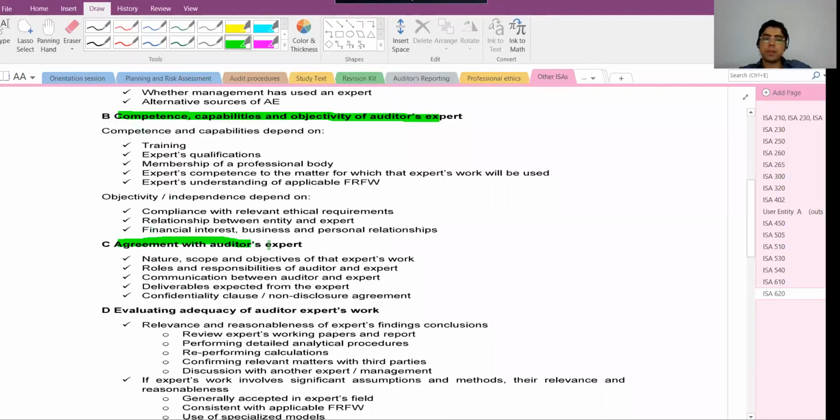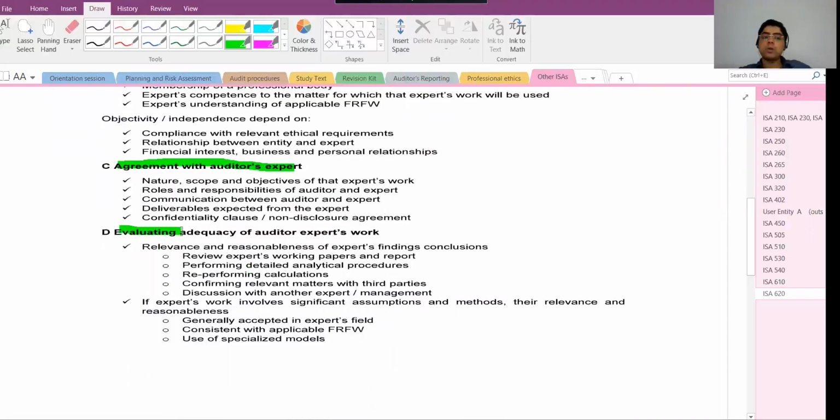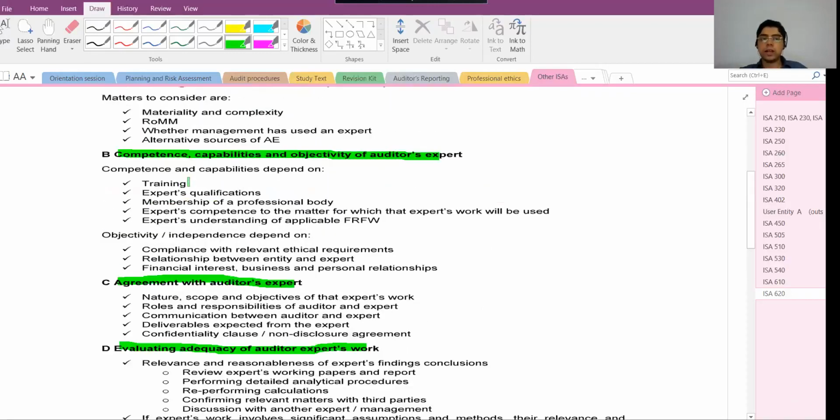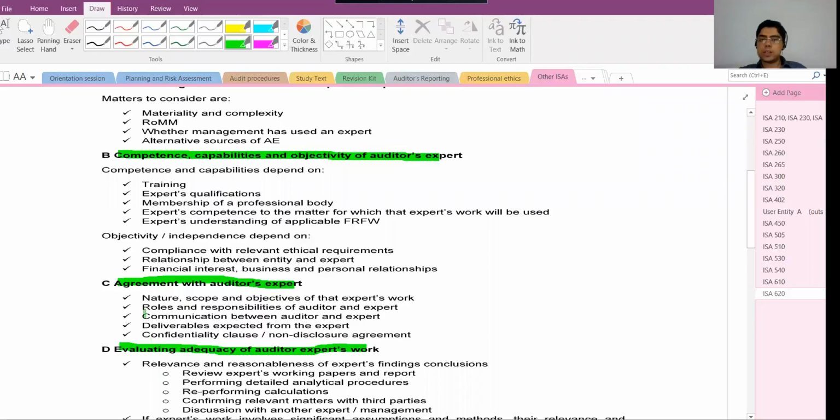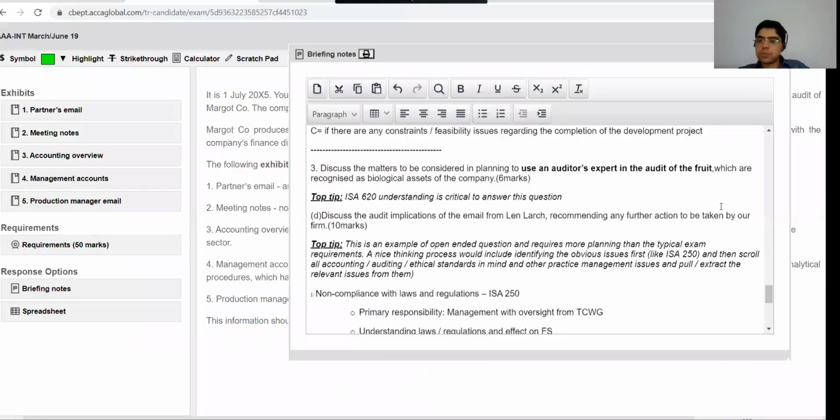Then you have to talk about the agreement with the auditor's expert and how you're going to evaluate the adequacy of the expert's work. These are the key areas that you need to talk about when answering this question. If you've memorized these principles, you would be able to score really well on this question. Else it would be a bit difficult to score well. To be honest, I would call it predominantly a knowledge-based question for 6 marks. Anyone who has covered ISA 620 well would be able to do well.